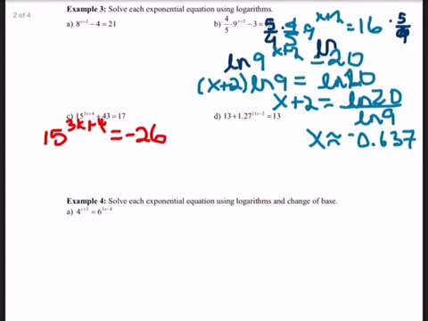I know that an exponential function, unless there's a negative out in front of it, can never be negative. So this particular one, even though I have isolated the stuff to a power, if I were to take natural log of negative 26, I get an error because an exponential function, unless, like I said, unless there's a negative out in front, which means we would have to divide by negative 1 to make it positive, we can't get a negative number out. So there's no solution to this one.